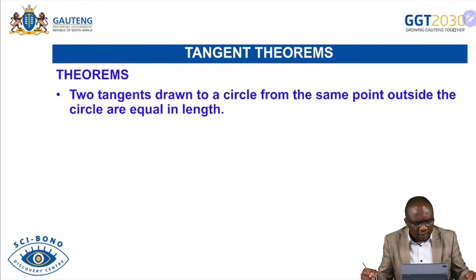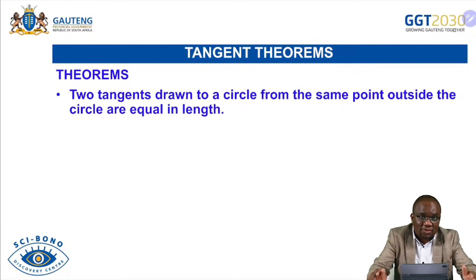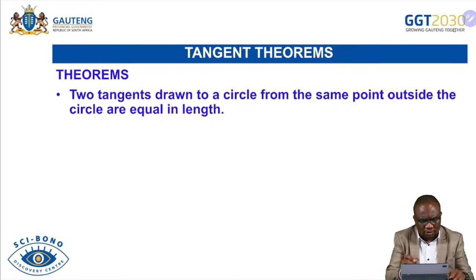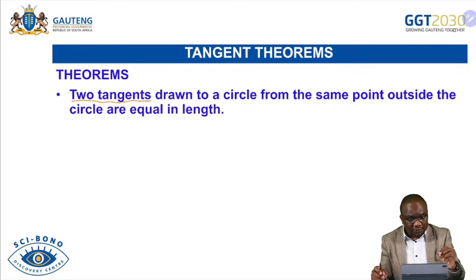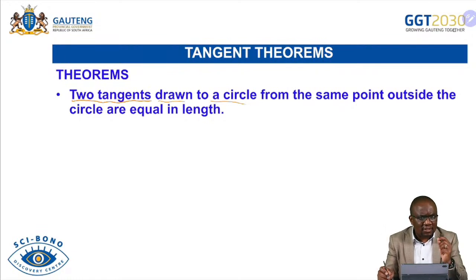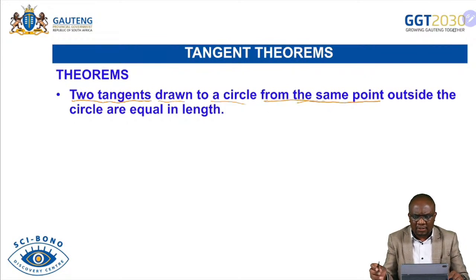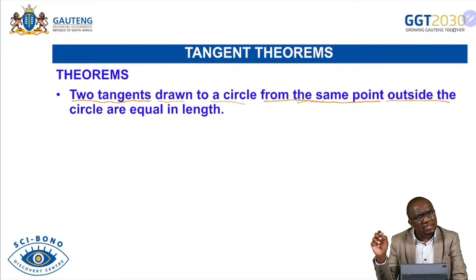Right. Now, another one. I want you to try this one. Two tangents. How many tangents? Two, drawn to a circle. Remember, a tangent will touch the circle at one point. From the same point. From where? From the same point outside the circle. So I have two tangents drawn from the same point outside the circle.